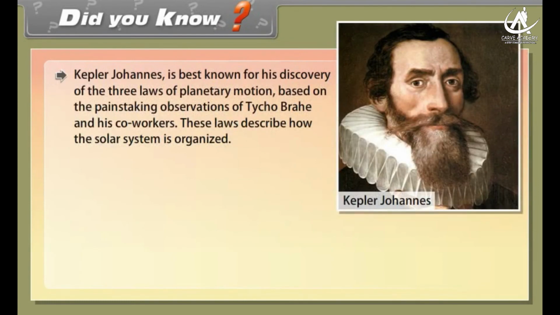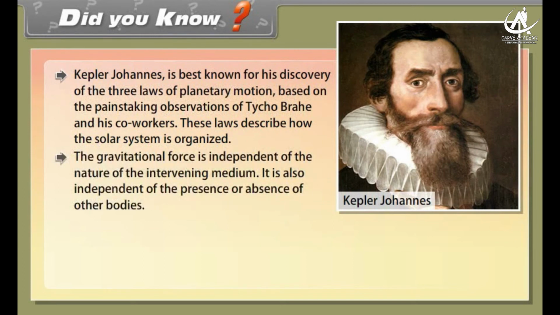Did you know? Johannes Kepler is best known for his discovery of the three laws of planetary motion, based on the painstaking observations of Tycho Brahe and his co-workers. These laws describe how the solar system is organized. The gravitational force is independent of the nature of the intervening medium. It is also independent of the presence or absence of other bodies.